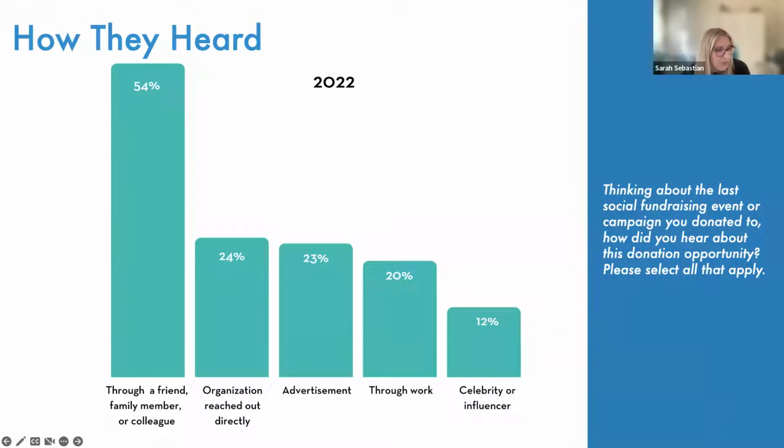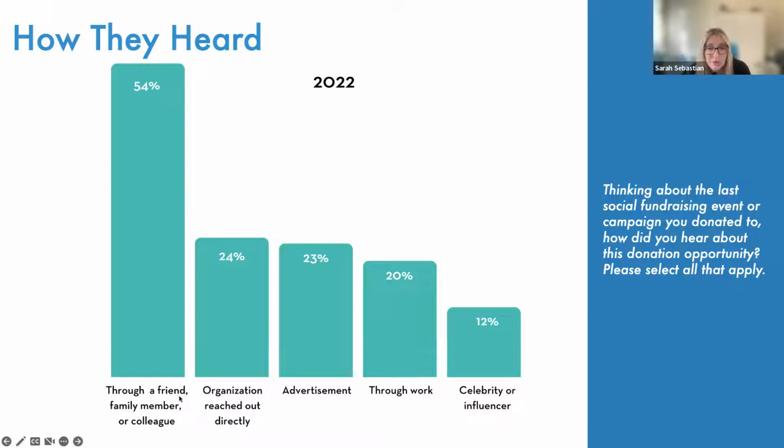Okay, so I'm going to talk a little bit about how people heard about this. And of course, social giving is driven by social connections. So let's take a look at where donors heard about their last social giving or event giving opportunity. Looking just at 2022, it's clear that social networks are still important, with 54% of donors of all ages saying they heard about an opportunity through a friend, a family member, or a colleague.